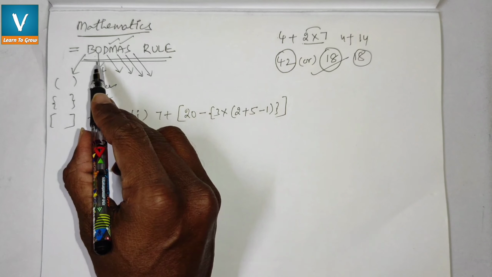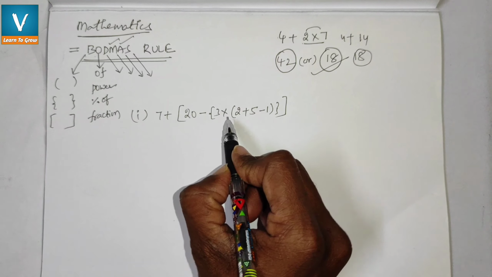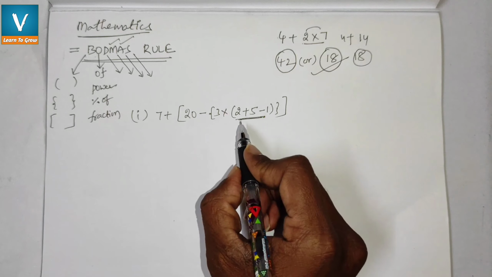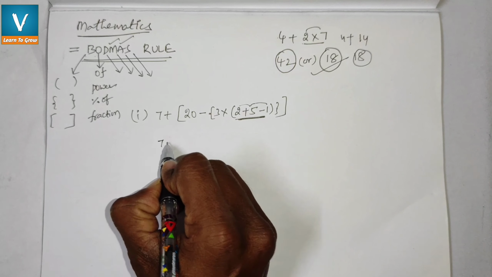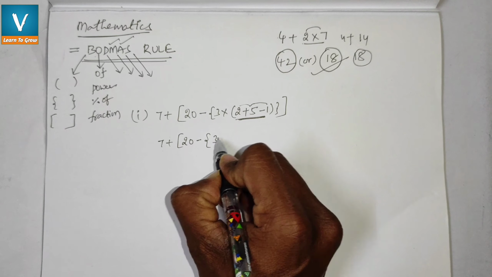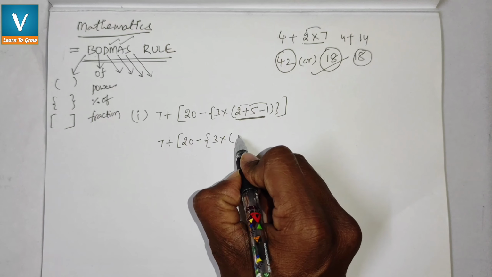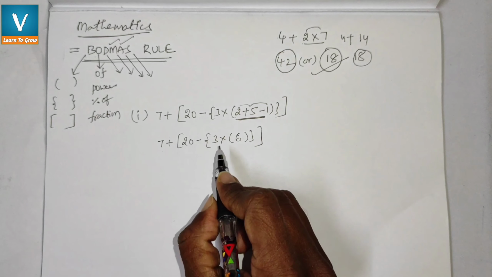According to the BODMAS rule, first of all, we have three types of brackets here. So first we have to simplify the simple brackets. 2 plus 5 is 7. 7 minus 1 is 6. So 7 plus 20 minus 3 times, after solving, how much did we get? 2 plus 5 is 7, 7 minus 1 is 6. I write 6 as it is, and the closing is completed.